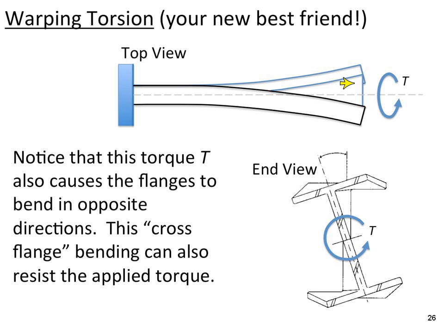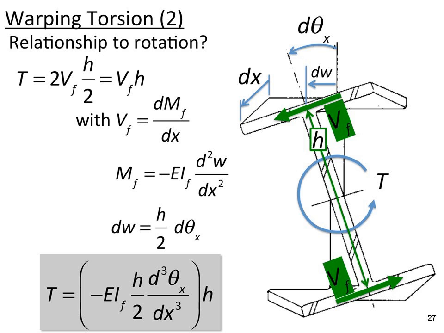So let's have a slightly closer look at how that cross-flange bending is related to the applied torque. Things get a little bit mathematical here. So warping torsion and its relationship.